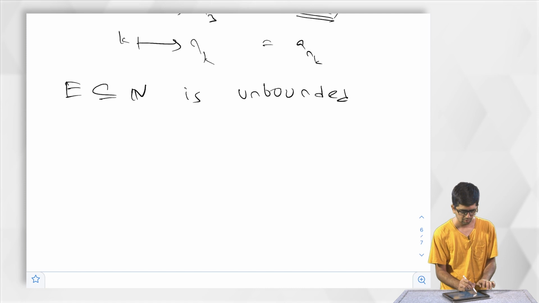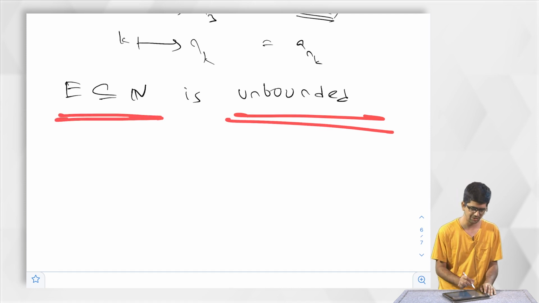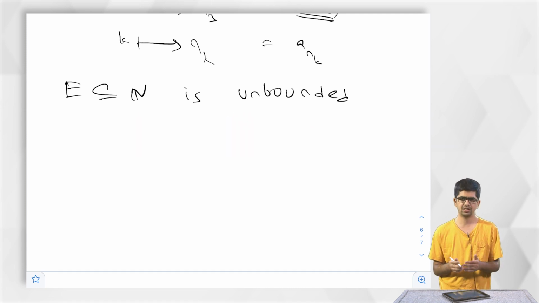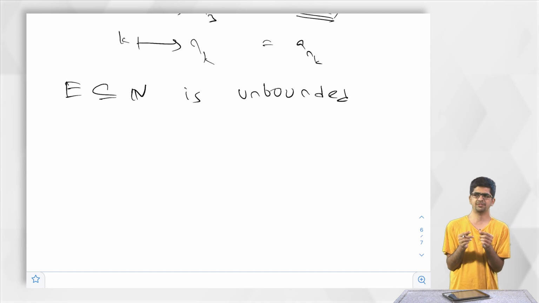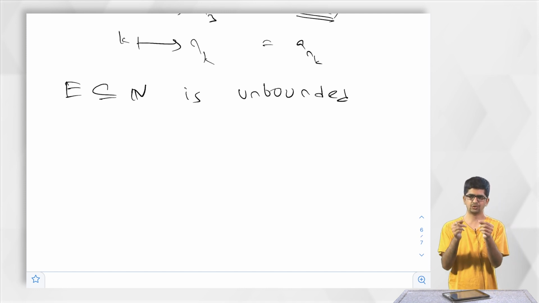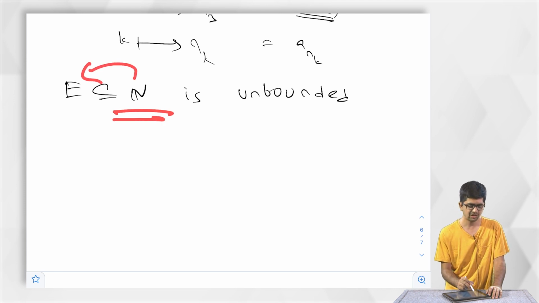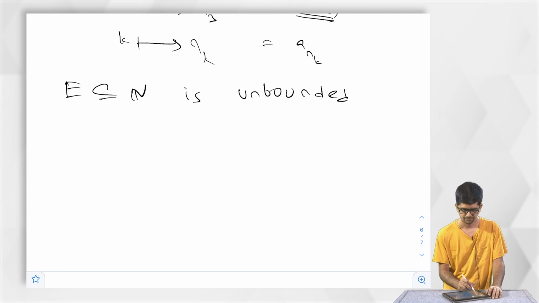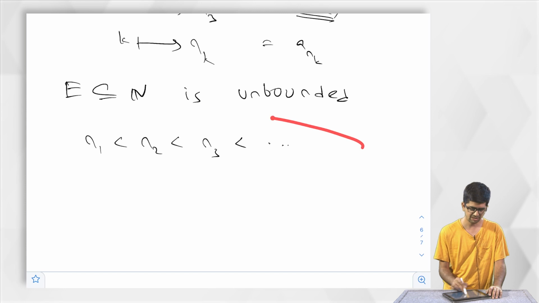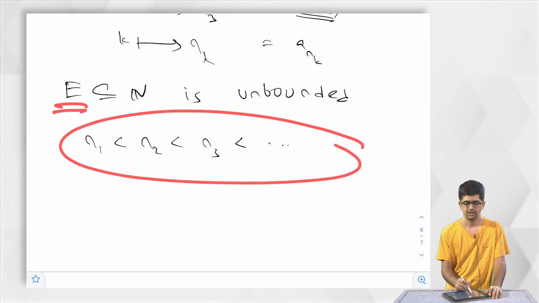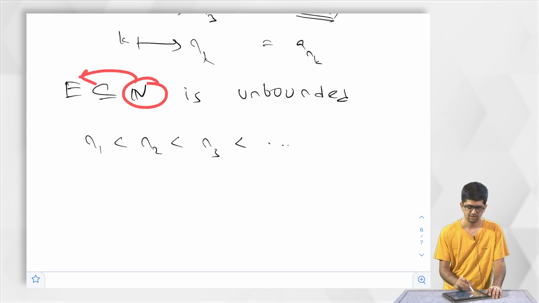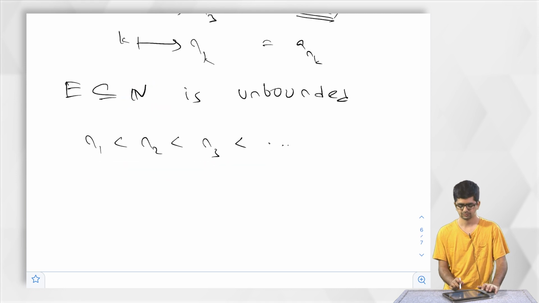Now what do we do? We will write down the elements of E in some order, so that for any 2 elements of N, I can tell whether 1 is less than or equal to 2. So taking the order of N into consideration, let us write down the elements of E in increasing order: n1 less than n2 less than n3, and so on. So these are the elements of E, written down taking the order of N into consideration.